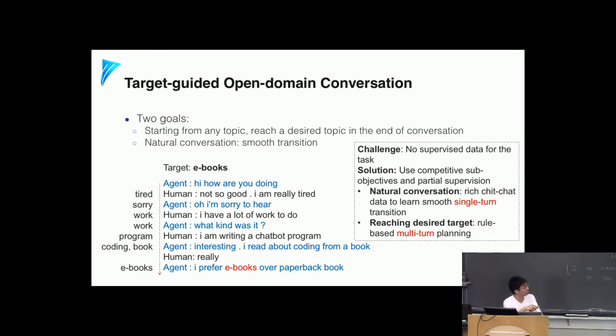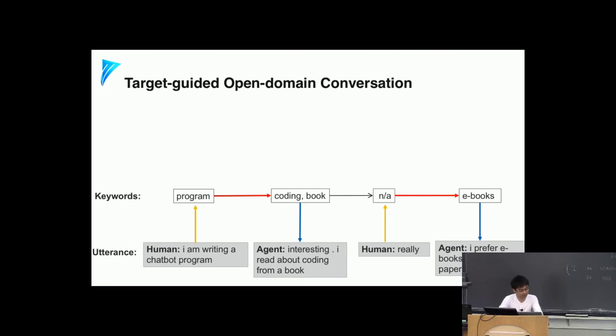We constrain the agent to choose the next topic, so that in the end, the agent can reach the target topic. Let's see this framework. Given an utterance from a human, like this utterance, the agent first extracts the keywords or the topic of this utterance, which is program. Then the agent picks the next topic, like coding and book, and with this topic, the agent generates a response.